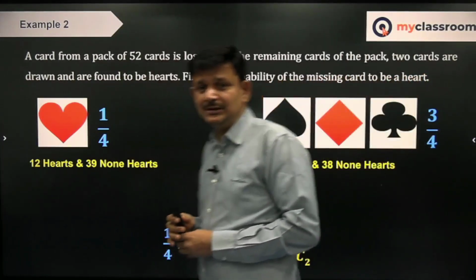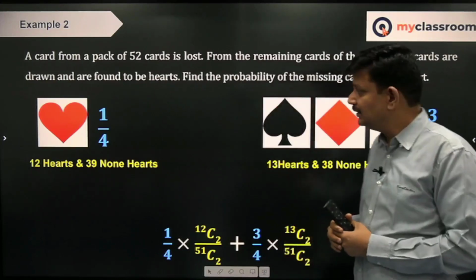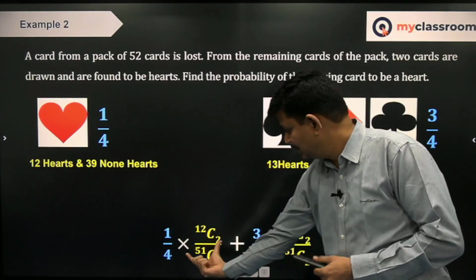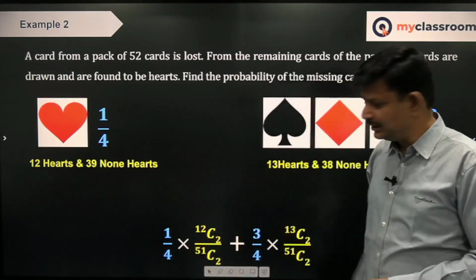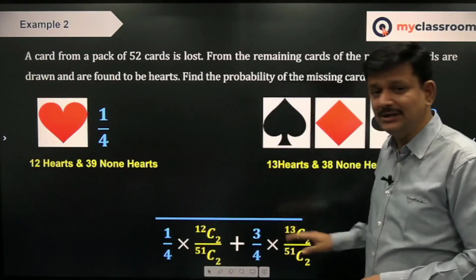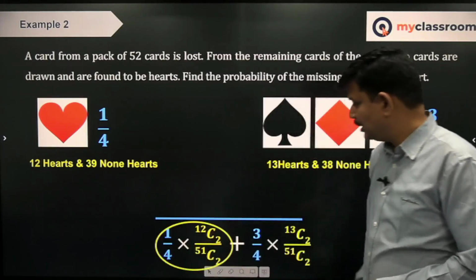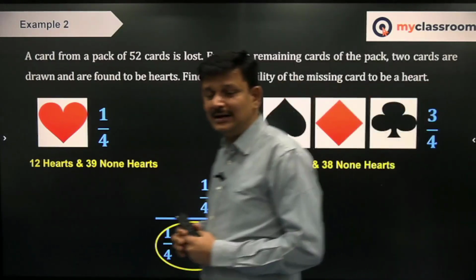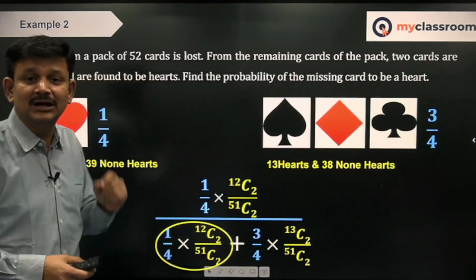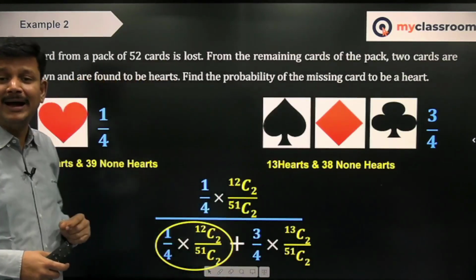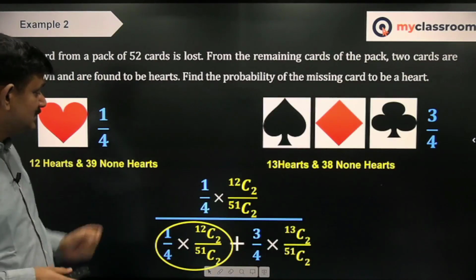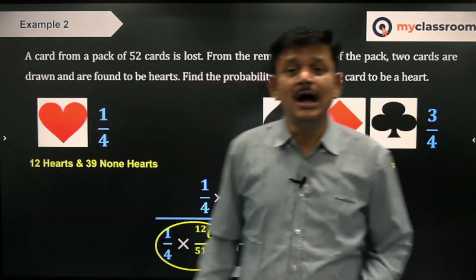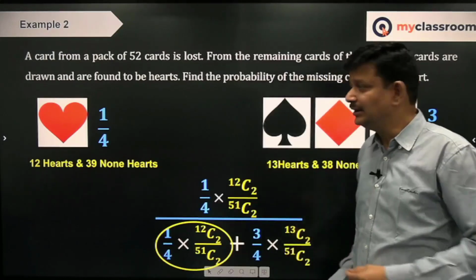Now what is the question? You want to find the probability that the missing card is a heart. That means corresponding to this one. So this part you will have to put in the numerator. The total will be your denominator, and this part you select and put in the numerator. This will be your final result: given that both the cards from the 51 pack are found to be hearts, the missing card is a heart. So whenever the final outcome is given to you and you are finding the probability of an intermediate, it is Bayes.